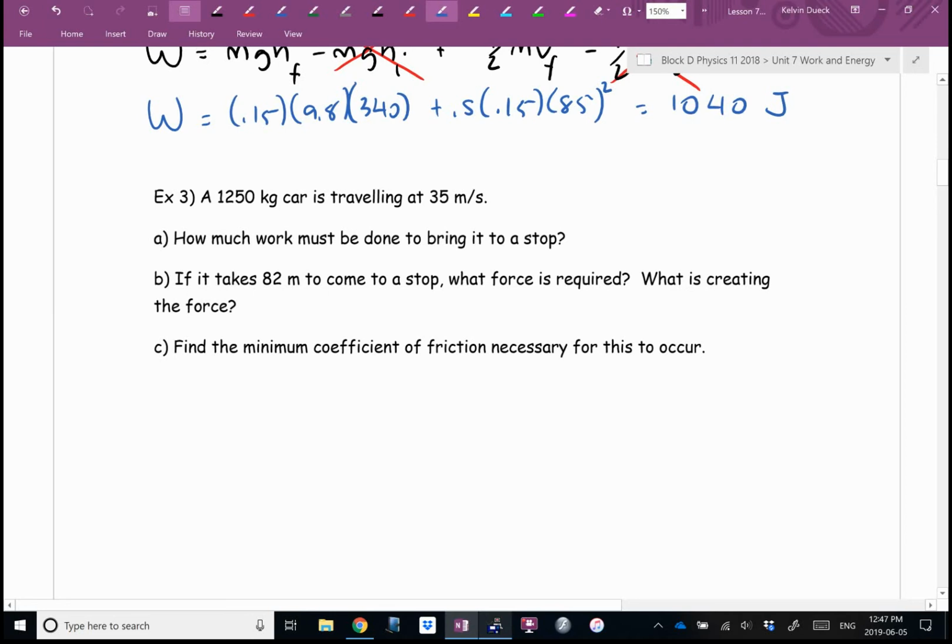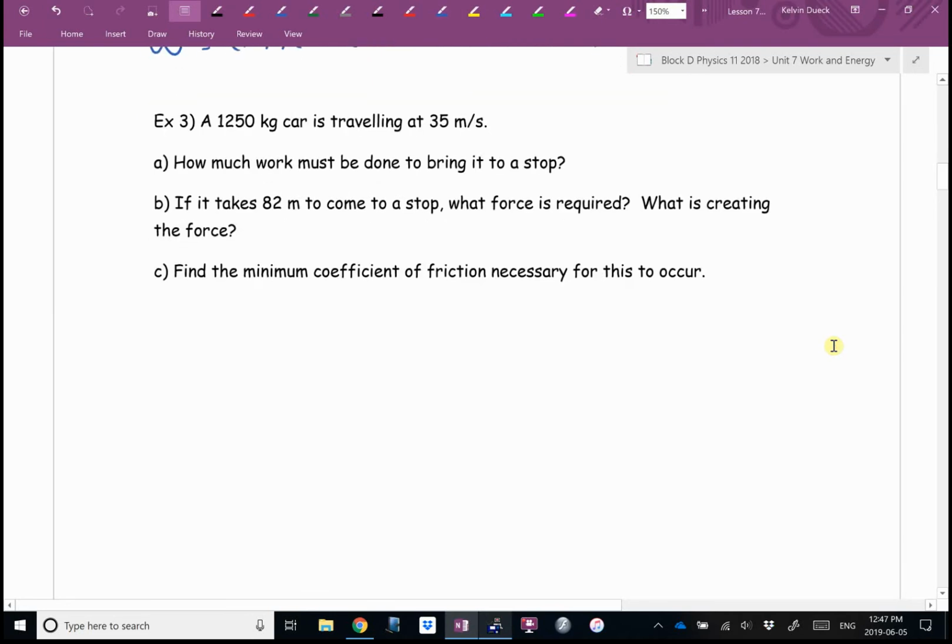Number 3. I like number 3. Number 3 is a nice question. Savannah, what's A want me to find? Keep reading. I think that phrase is important because I think they just told me v final. What's v final going to be? Okay.